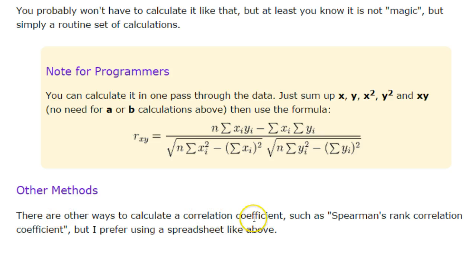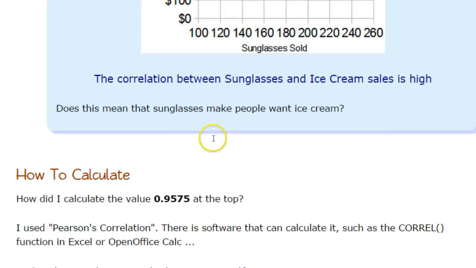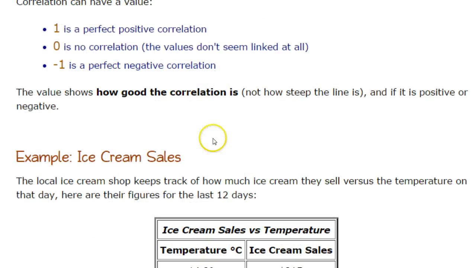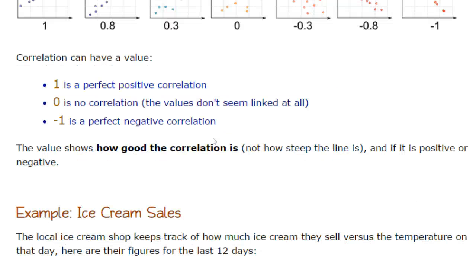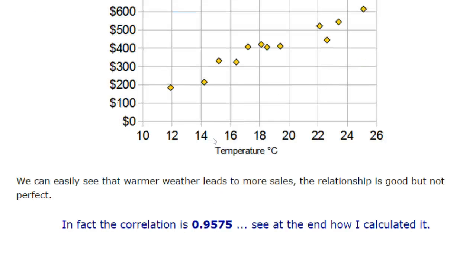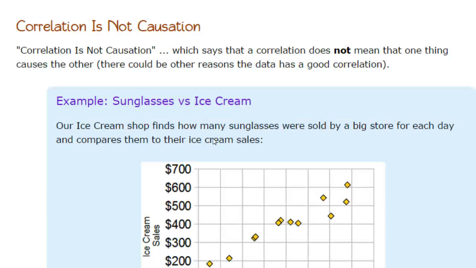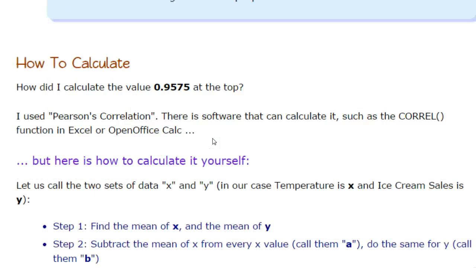There are other ways to calculate the correlation coefficient, such as Spearman's rank correlation coefficient, but this one is probably the best. What was the exact name? I always forget what the exact name is. Let me see. Pearson's correlation.